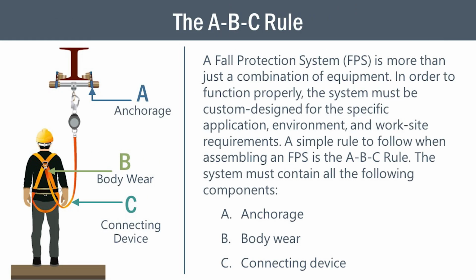So, some people talk about the fall protection system being an ABC rule: anchorage point, body wear, and connecting device. Anchorage point must hold at least 5,000 pounds per person that's connected to that. All right. Then you got your PPE, your body wear, of course, and your connecting device, right?